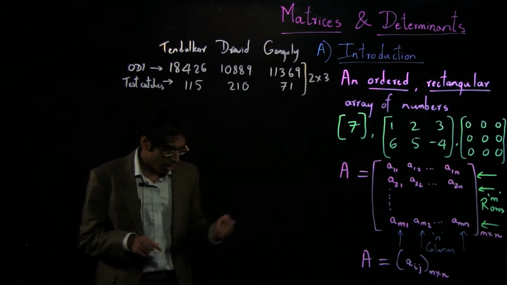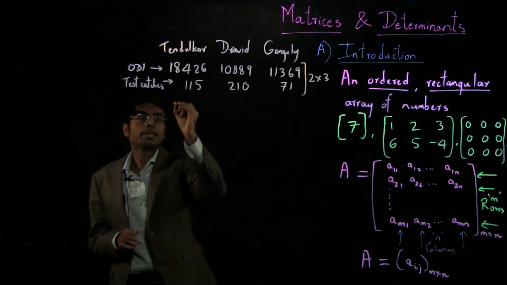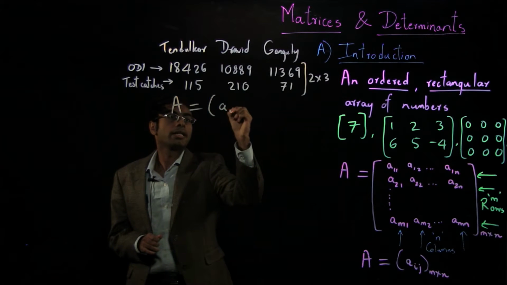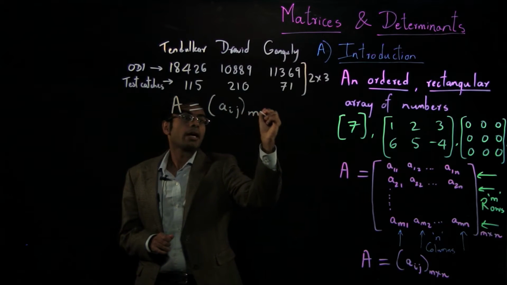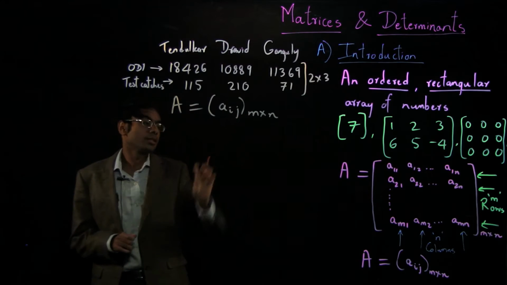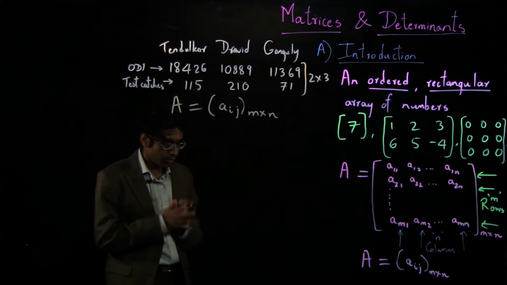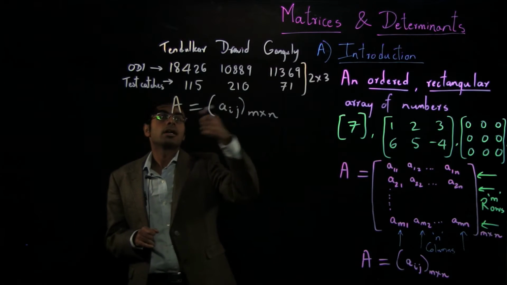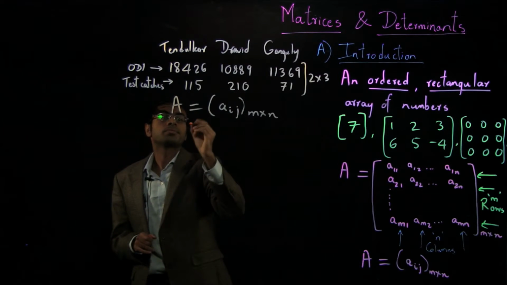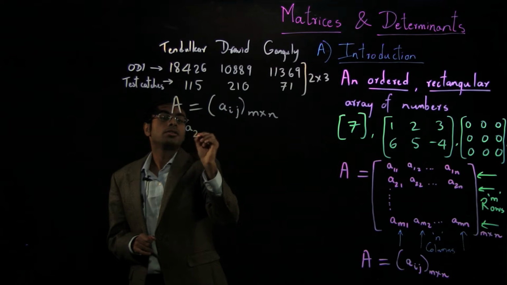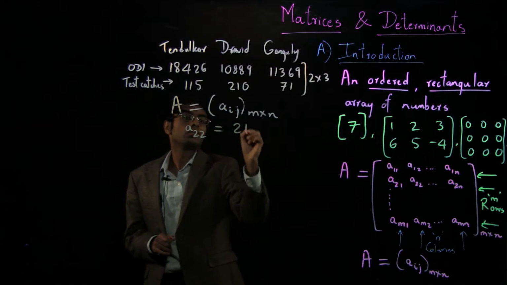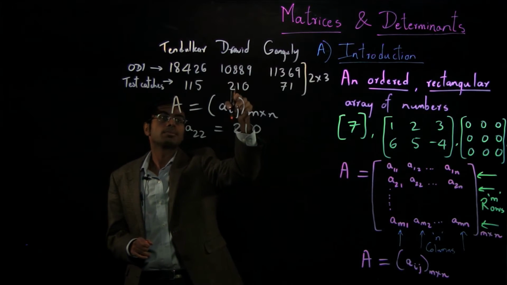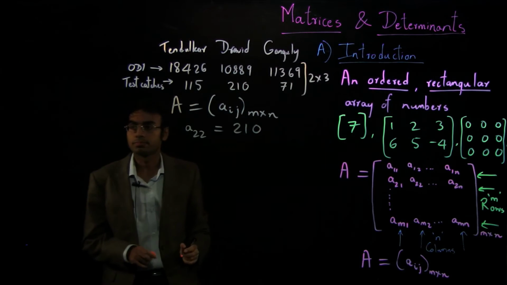So something to note, a term used in a matrix, again to repeat the generalized version, A equals Aij m by n. So Aij is termed as an element of the matrix. And for example, in this matrix, A22 would be 210. So that's the second row and second column. So it's this number out here.